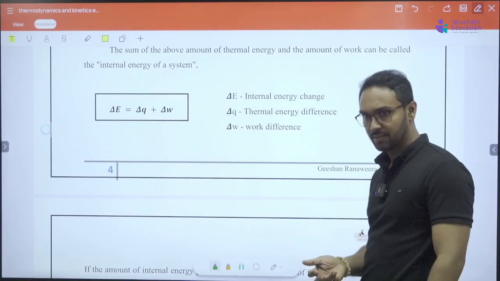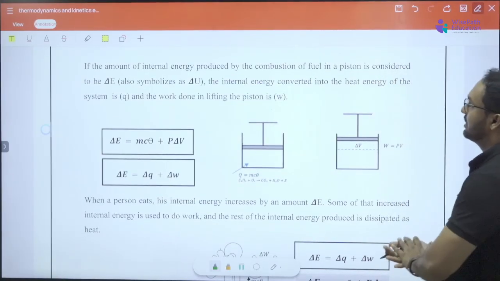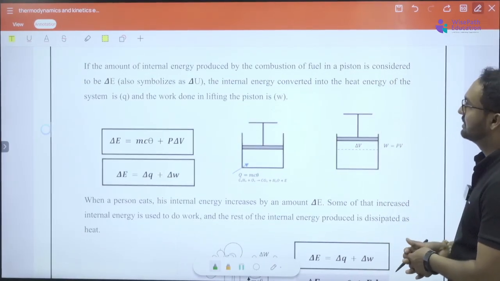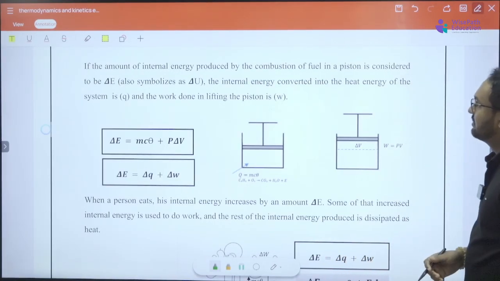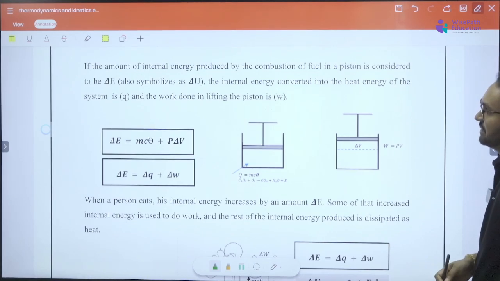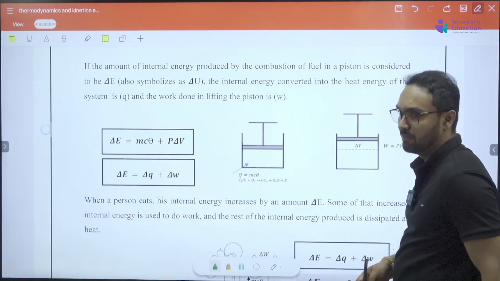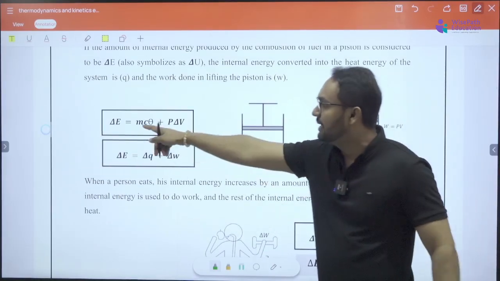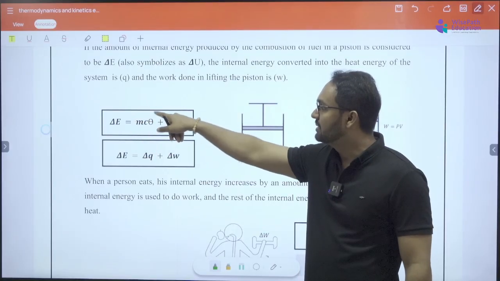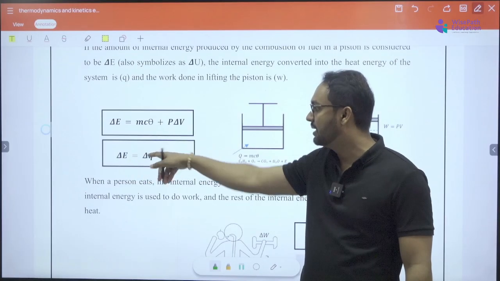That's the difference always. Right. So if the amount of internal energy produced by the combustion of fuel in a piston is considered to be delta E, also symbolized as delta U sometimes, the internal energy converted into the heat energy of the system is simply Q. And the work done in lifting the piston is W. We can write what? Delta E equals mc theta plus p delta v. It's the same equation. Delta E equals delta Q plus delta W.